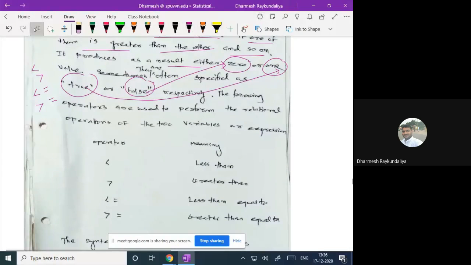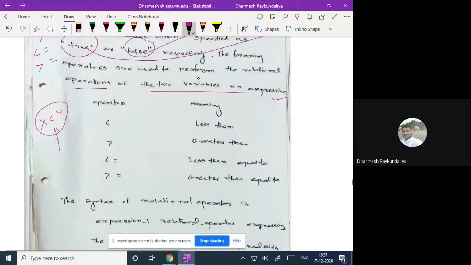For example, if you say if x is less than y, this is either true or false. So when you compare two variables using the relational operators, as a result you will get either true or false. The following operators are used to perform the relational operations on two variables or expressions: less than, greater than, less than or equal to, and greater than or equal to.